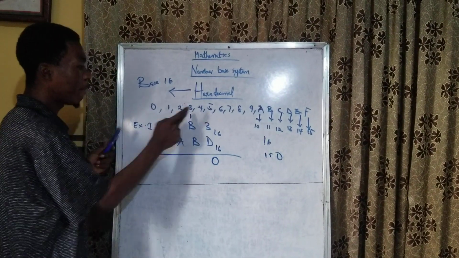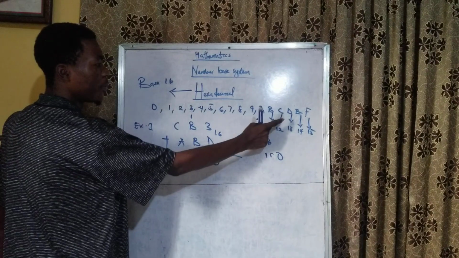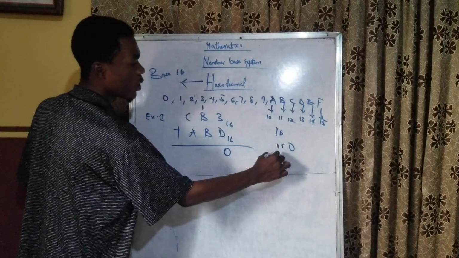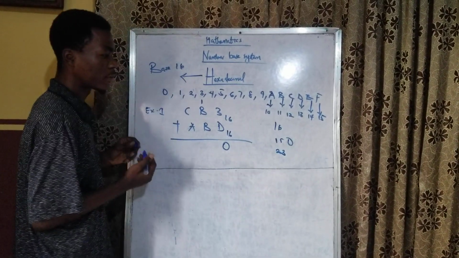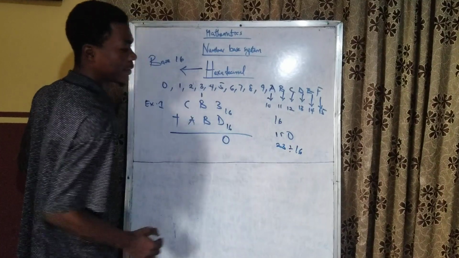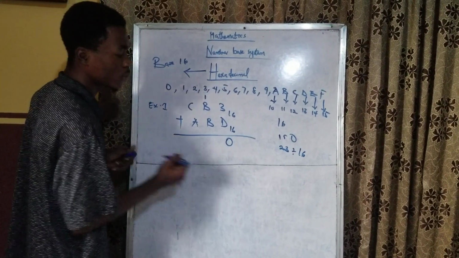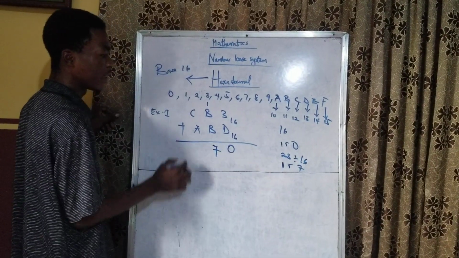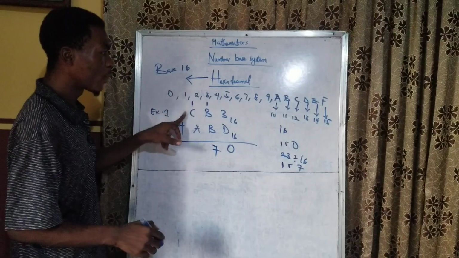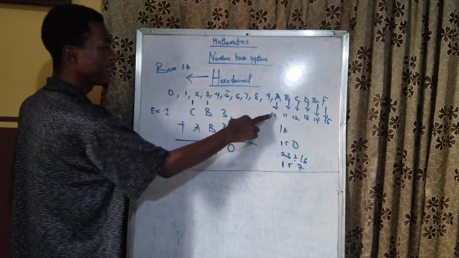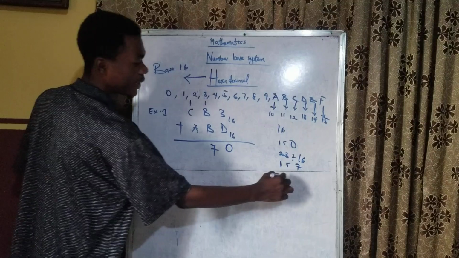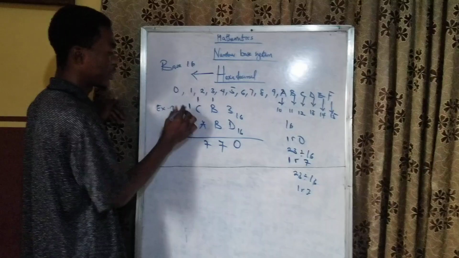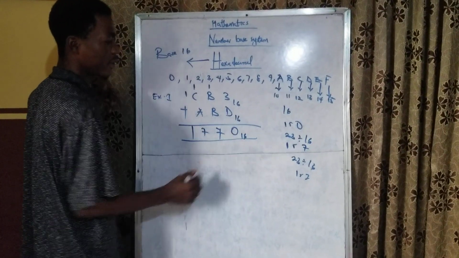Then here it says 1 plus B. What's your B? 11. That's 1 plus 11, that's 12. 12 plus 11, that's 23. So 23 divided by 16. How many times will 16 go in 23? It will go 1, remainder 7. So we are writing our remainder, which is 7, then we keep 1. 1 plus C, that is 1 plus 12, that's 13. 13 plus 10, that's also what? 23. 23 divided by 16, that's 1, remainder 7. So we are writing 7, then we are keeping 1. Then we drop the 1. That's 1770 base 16. Then we get that.